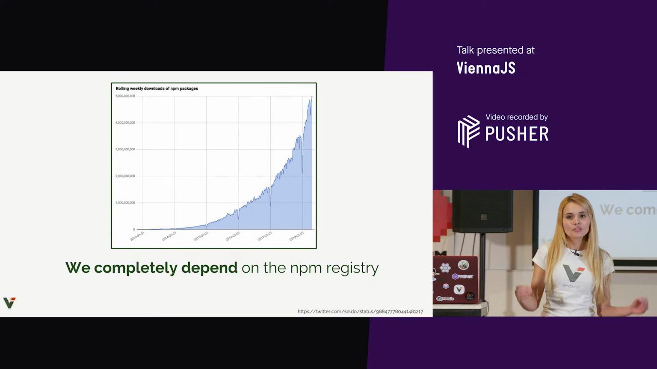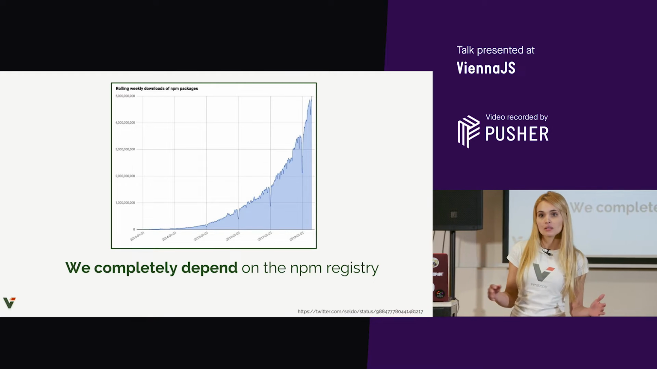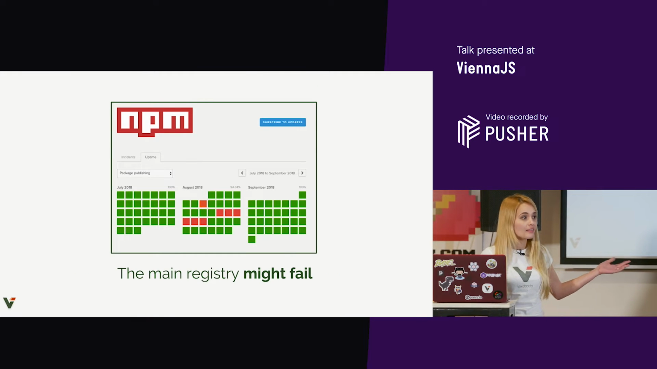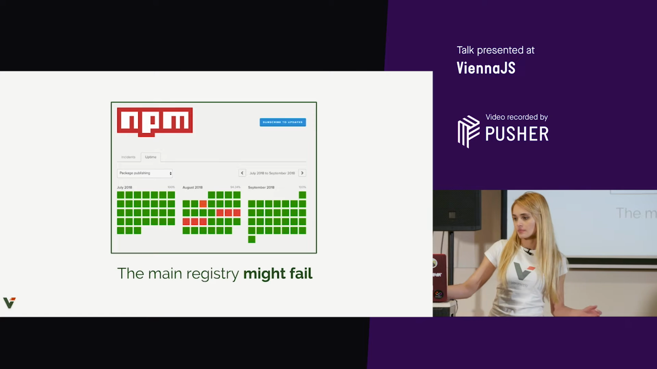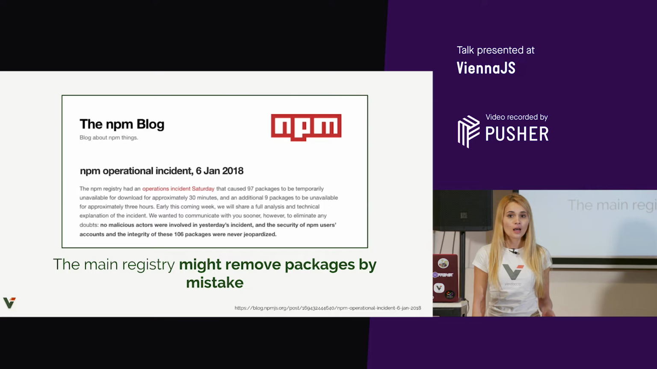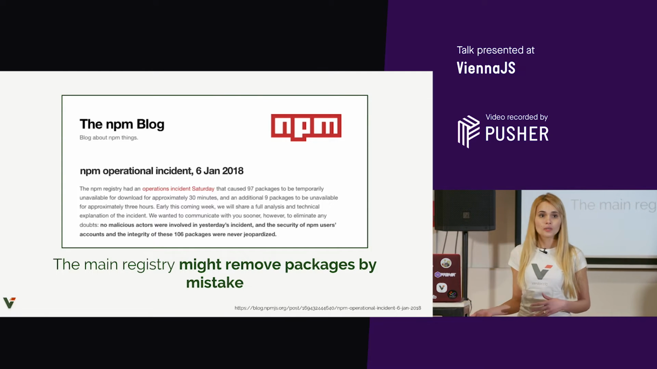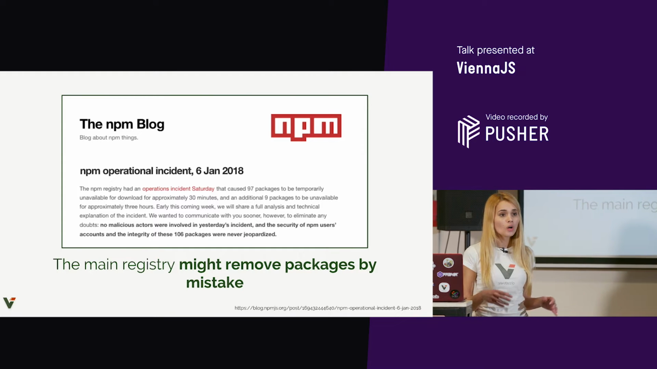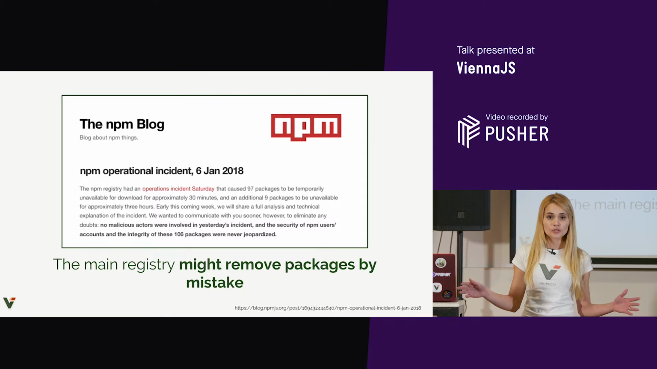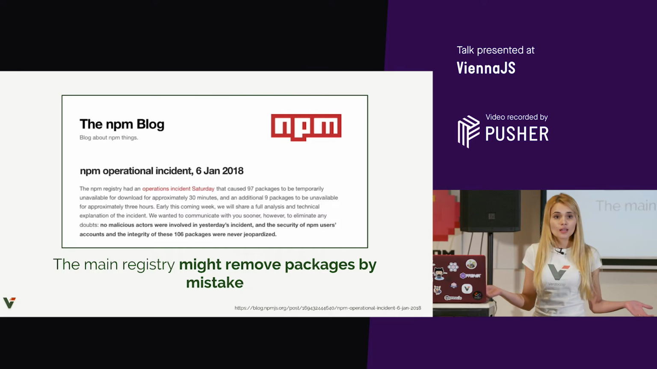So, we completely depend on the NPM registry, and you should really take it seriously. Keep it in mind, because it might fail. And it already failed. I have some examples here. Last year, 2018, an employee of NPM, which was open source but is now a company called NPM Inc., by mistake removed some packages from the registry. And after that, people could not build their applications anymore. So it might happen again, who knows?